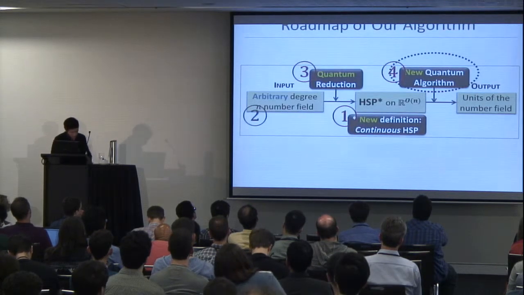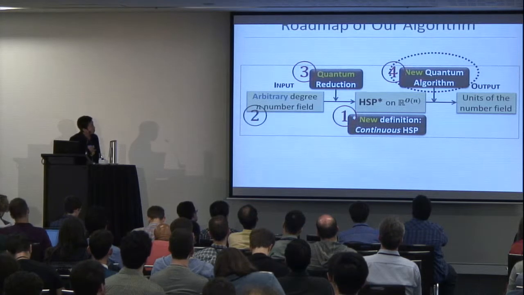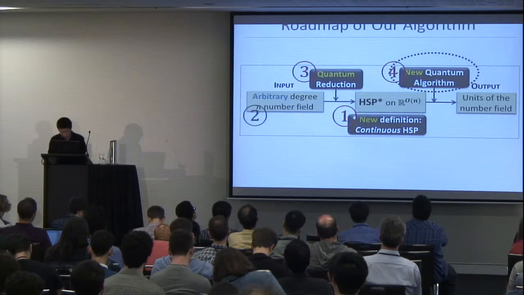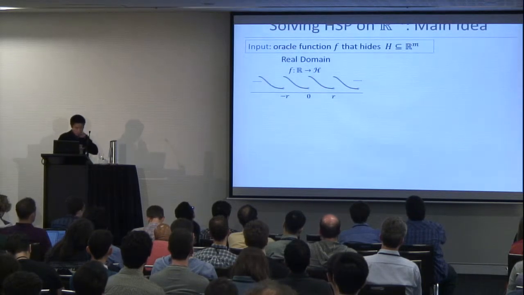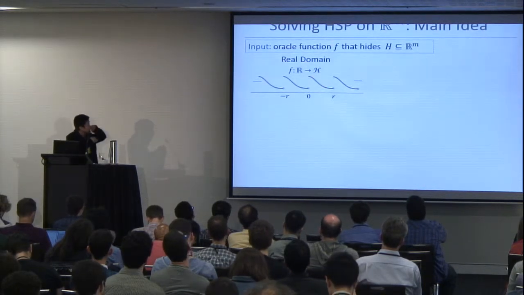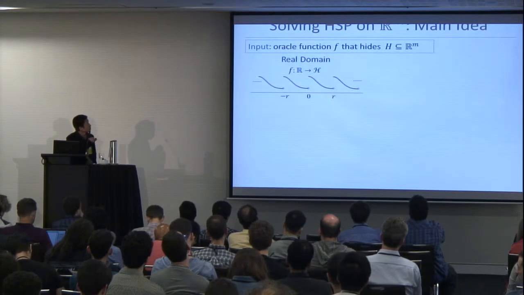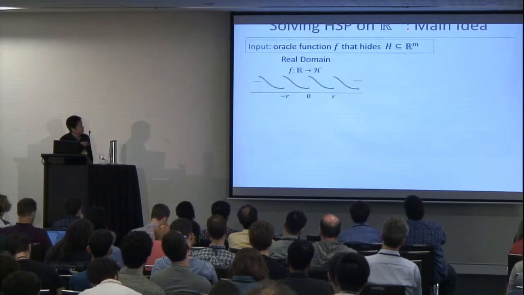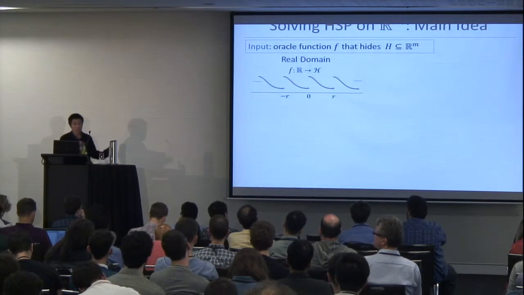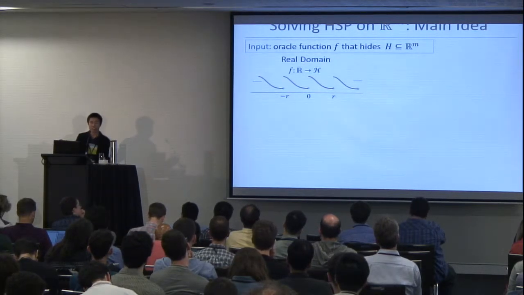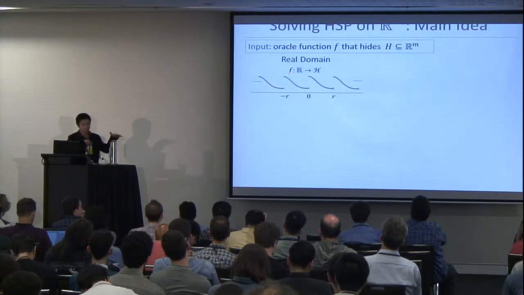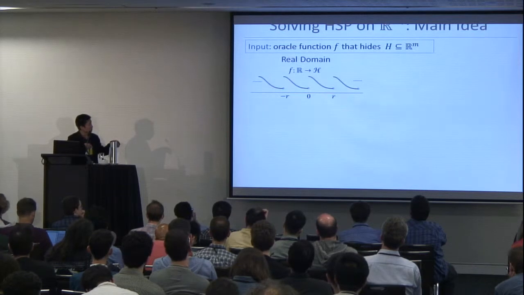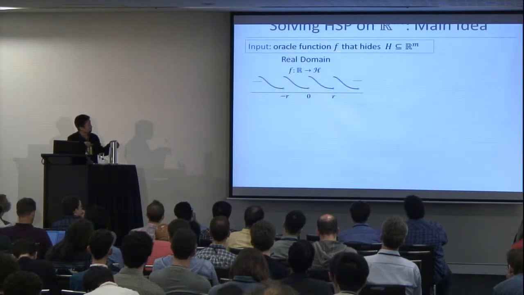Okay, so in the last few minutes, let me tell you how our quantum algorithm works. Sorry, how the quantum HSP algorithm works. Suppose we are given an oracle function f that hides a hidden subgroup. Although the whole point of this work is about high dimensions, I can only give examples in low dimensions. So let me draw a periodic function on the real line, which I call the real domain.